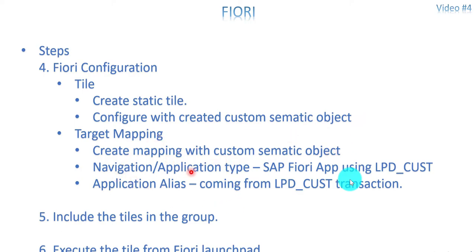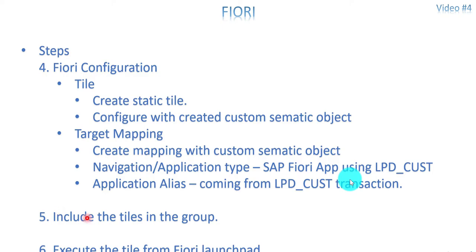And the navigation type is a little different. So far we used the navigation type SAP Fiori application. Now the type is Fiori application using LPD_CUST. So there is an option called this one. We have to choose it, and the application alias that we configured in LPD_CUST, you have to map it on the application alias under target mapping. Okay, so this is the very important step, how to configure your custom semantic object. Almost 70% is the same as the previous one, only 30% is new.